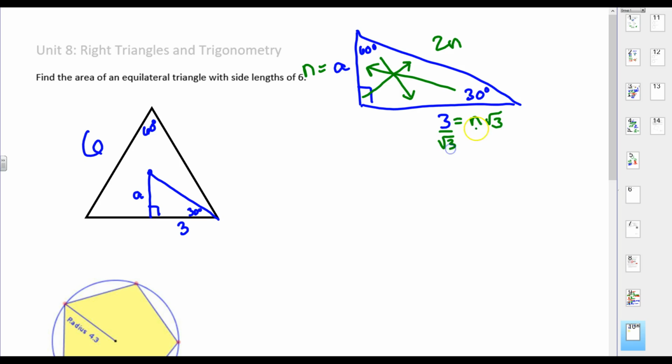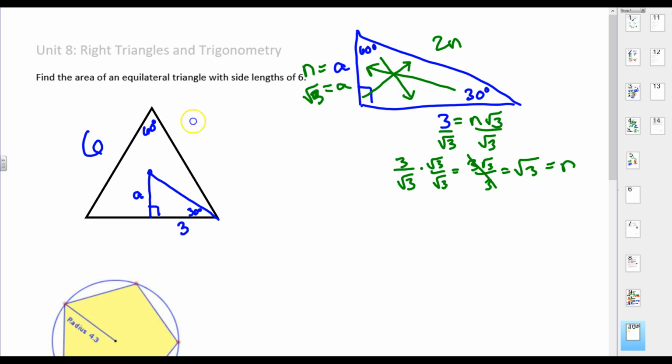I'm going to divide both sides by root 3. And then I have to rationalize that. 3 over root 3, I'm going to multiply by root 3 over root 3 to rationalize. So I get 3 root 3 over 3. Well, those cancel. So I get that root 3 is the value of n. Well, that happens to be the apothem, right?